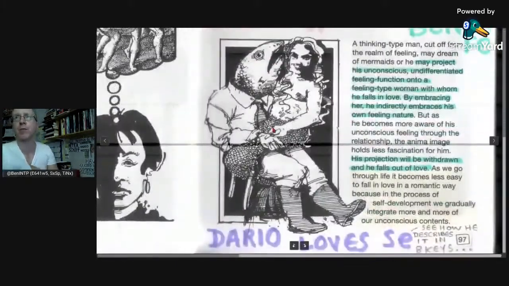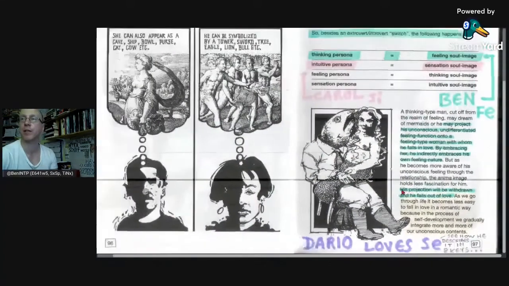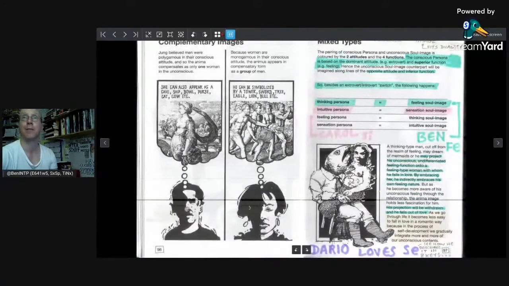A thinking type man cut off from the realm of feeling may dream of mermaids, or he may project his unconscious undifferentiated feeling function onto a feeling type female with whom he falls in love. By embracing her, he indirectly embraces his own feeling. I would say these days it's less differentiated, less nuanced than a dominant FE. It's more basic. His projection will be drawn when he falls in love as we go through that. That's a fair model. Yeah, Dario loves SE, as I've gone through there.